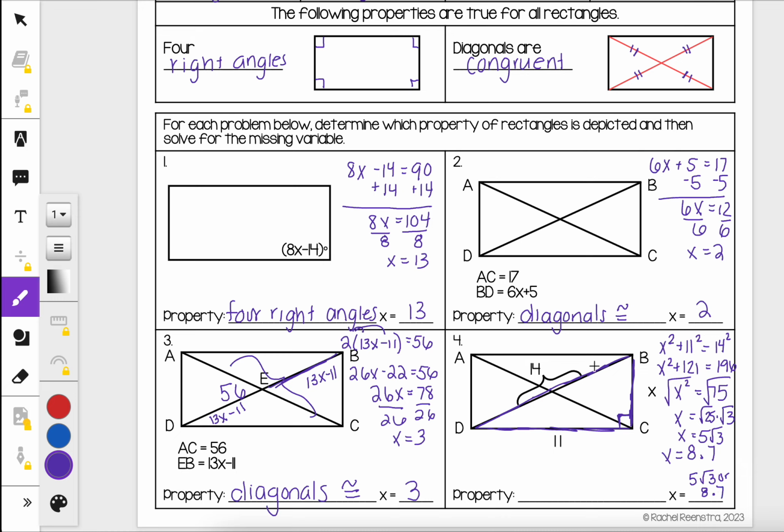And the property I used was the Pythagorean theorem, but I'm using that because I know that's a right angle, because my rectangles have 4 right angles.